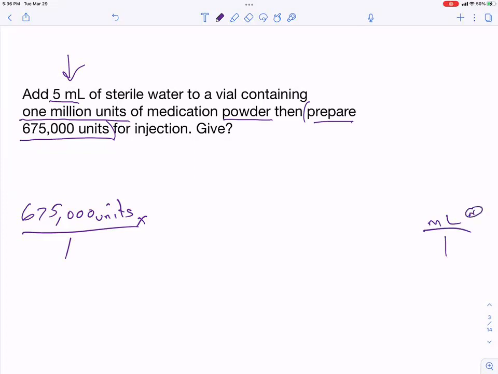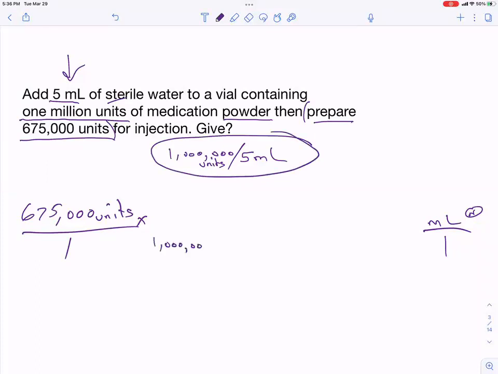So what can I use in my problem? It's saying 1 million units, and I'm adding 5 milliliters to it. That means there's 1 million units in 5 milliliters. That's exactly what I'm going to use in my problem to solve it. So 1 million units in 5 milliliters. That enables me to cross off my unwanted, and I'm left with my wanted.